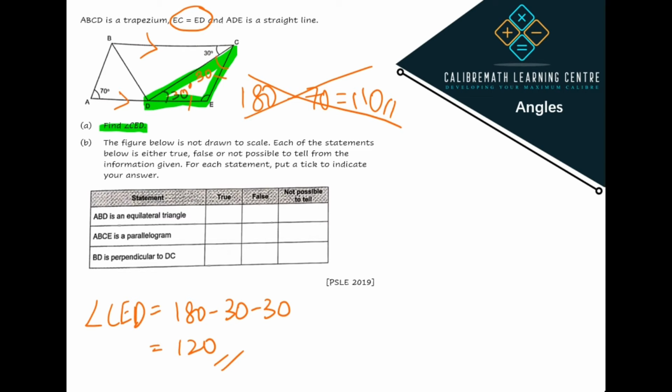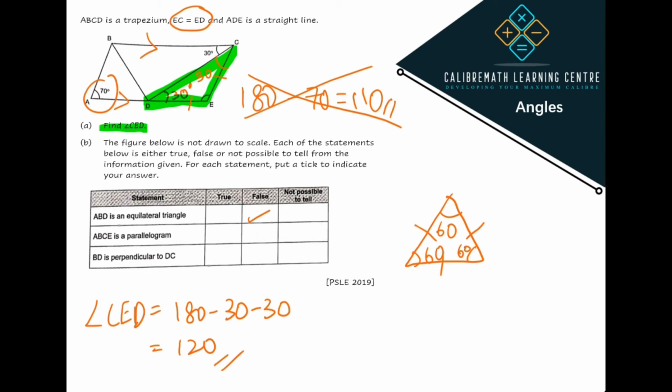Okay, so then subsequently for part B, the question wants you to determine whether each of the statements is correct or not. And then for the first one, ABD is an equilateral triangle. So you should know for equilateral triangles, that means that all three sides are the same. And so each of these angles should be 60, 60, and 60. Since this is already 70, that will mean that ABD is not an equilateral triangle. So it's false.